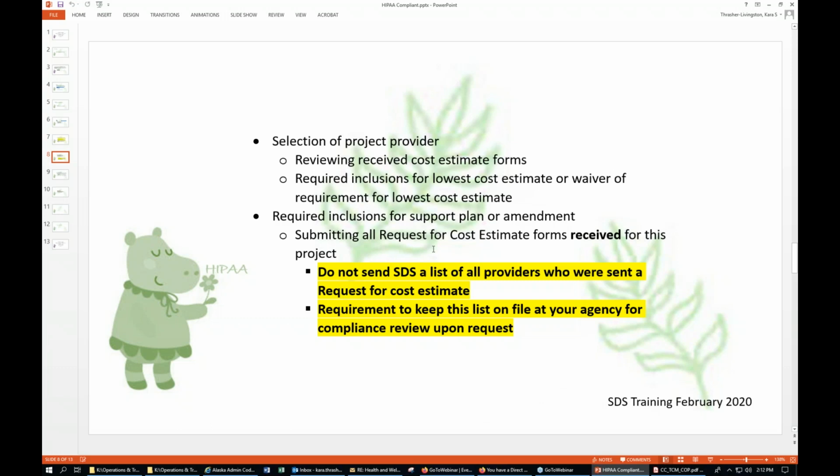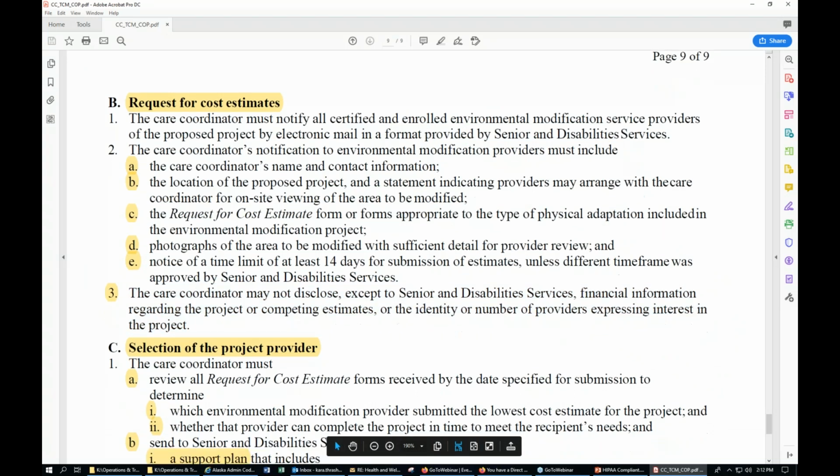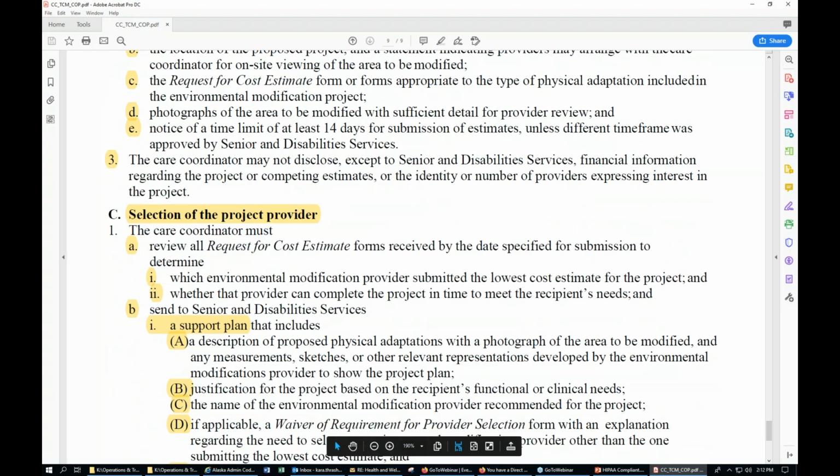You will be submitting all request for cost estimate forms received for this project. We don't want a list of all providers who were sent a cost estimate. You would keep that on file at your agency for compliance review upon request. Okay, so we're not asking you to send us copies of emails and a list to all providers. You're not going to include us as copied on that. You're going to keep that on file at your agency. You're just going to strictly follow the conditions of participation. Okay, so I'm showing that now.